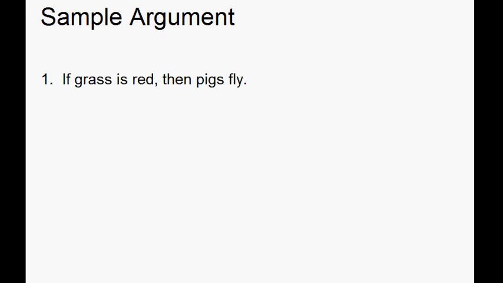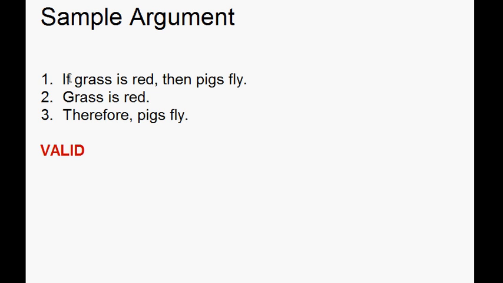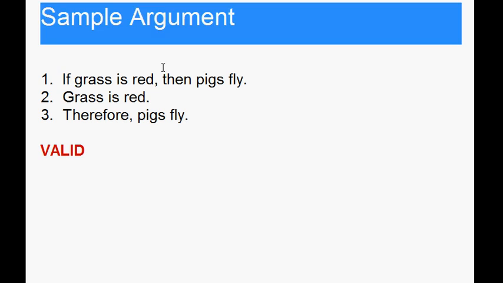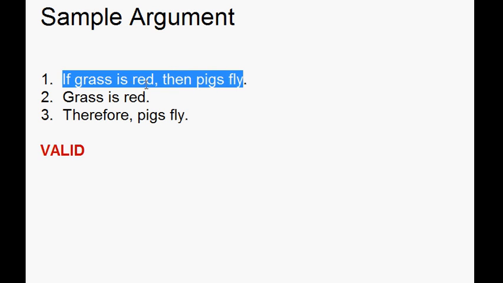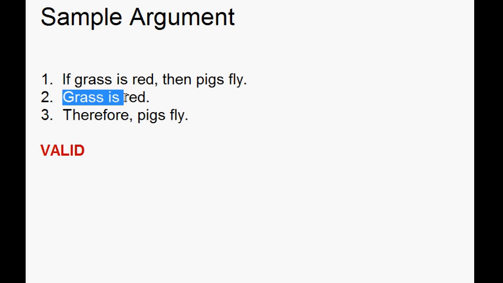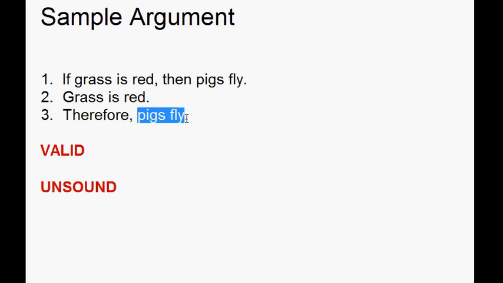So this would be one premise of a possible argument: if grass is red, then pigs fly. Grass is red, so pigs fly. Now this is obviously crazy, but it is valid because the truth of the premises is irrelevant to validity. Validity is just a property of the relationship between the premises and the conclusion. So the idea is, if this is true, as crazy as it sounds, and if this is true, as crazy as it sounds, this would have to be true.